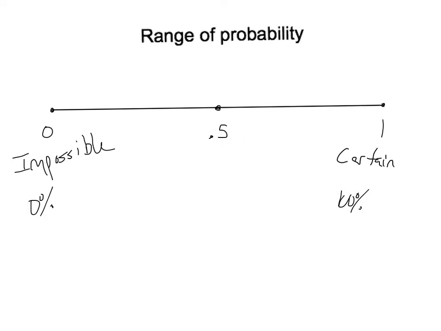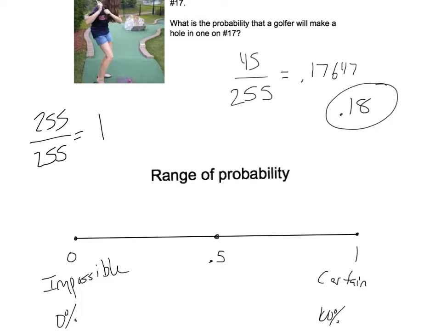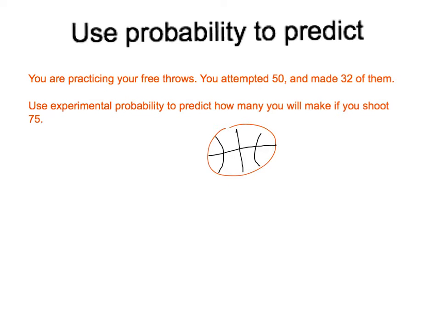So if you calculate the probability of something and you get 1 as your number, well, then you can be absolutely certain that the next time it happens, the favorable outcome will occur. So for example, if 255 of these golfers went through and all 255 got a hole-in-one, you would take 255, which is the desired outcome, over the total possible 255, which would be 1. Okay, and therefore you would say that the probability the next person goes up that they're going to get a hole-in-one is certain. So let's use some probability to predict.